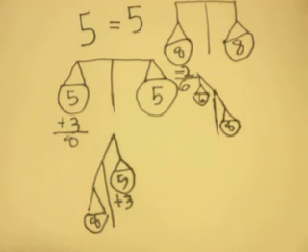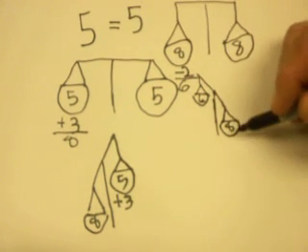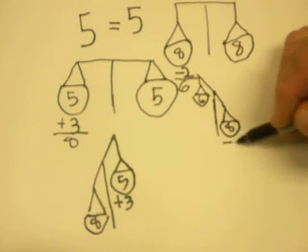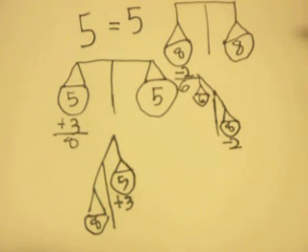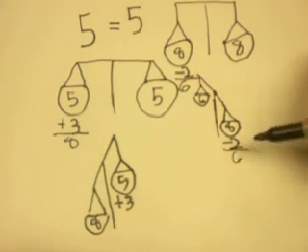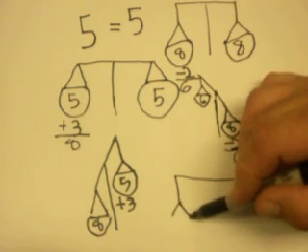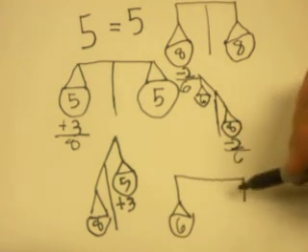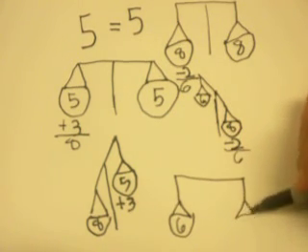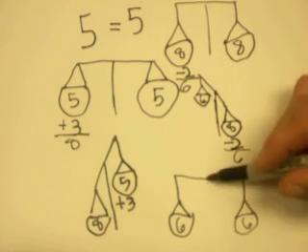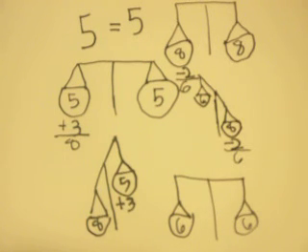Well, we can't have that. We don't want our scale to be out of balance. So to make it even, I'm going to remove 2 pounds from this side. So then I have 6 pounds on each side, and our scale is once again in balance with 6 pounds on each side. Just like that.